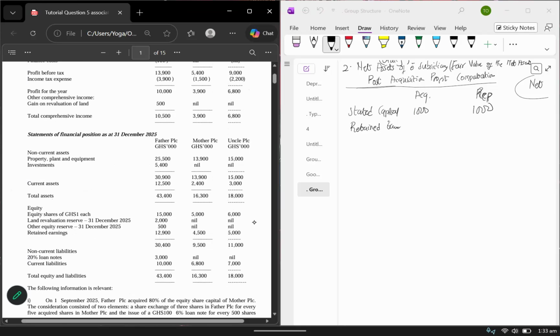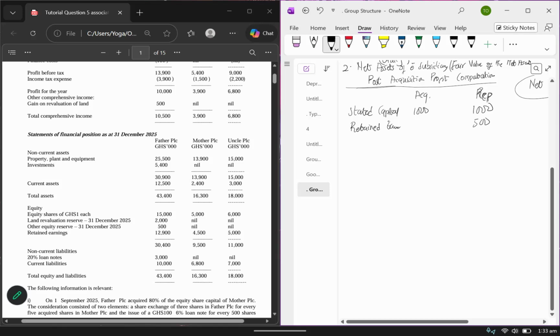At the end of the period, as in the reporting date. So if they give you the reporting retained earnings, let me say that one is 500. Some of the questions, in the additional information, will give you the retained earnings of the subsidiary at acquisition. So assuming that one is 400.